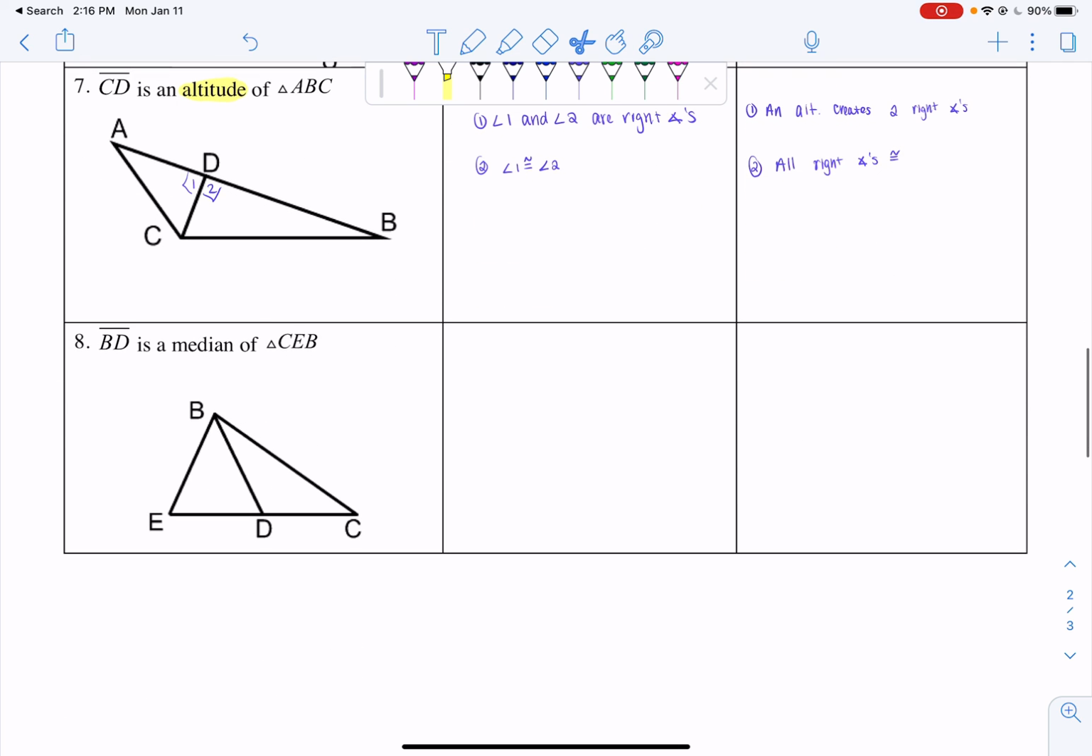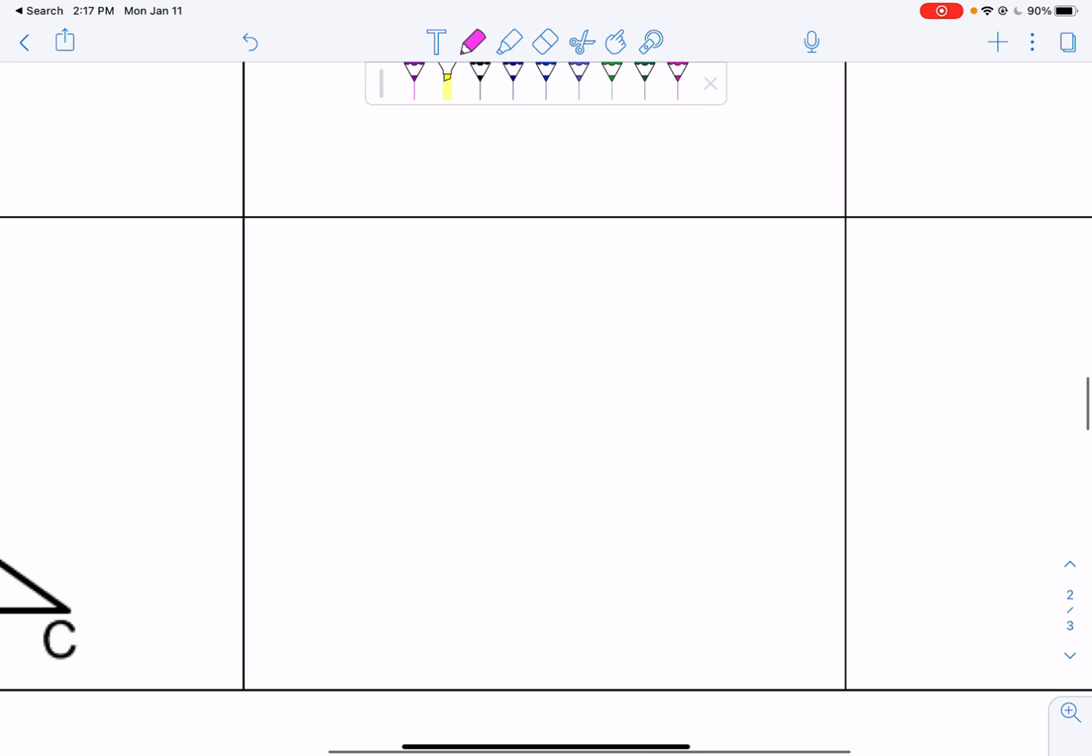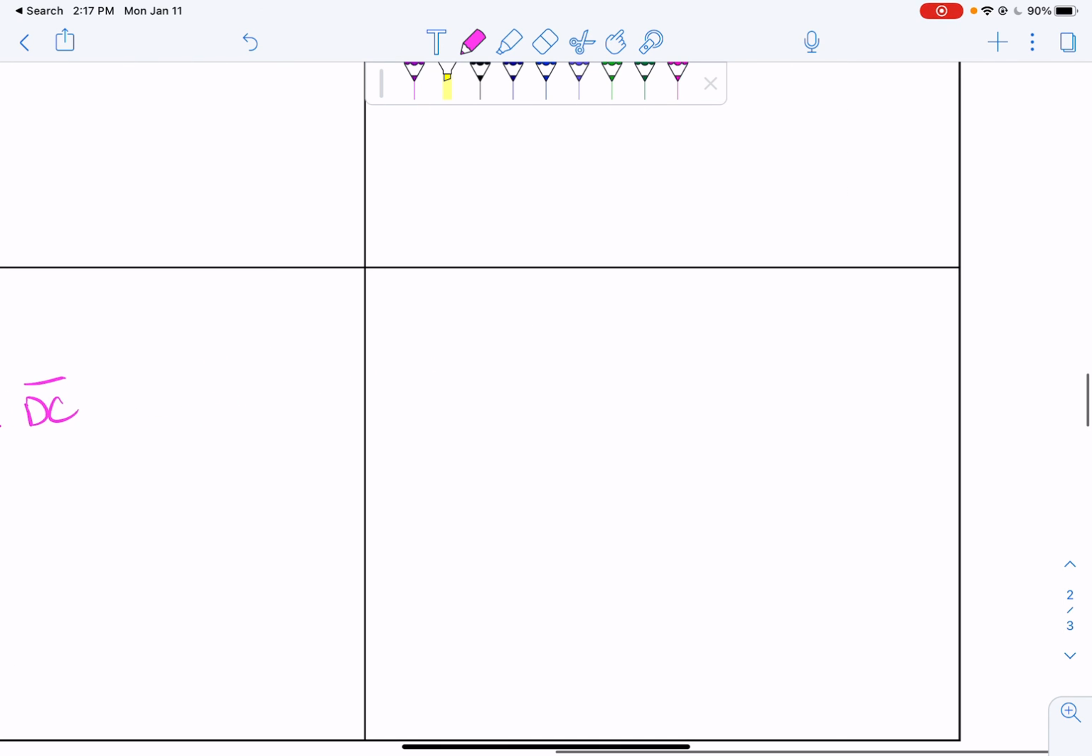Now, last but not least, we have a median. I know that a median creates 2 congruent segments. It's sort of like a midpoint, but a little different. It creates a midpoint. And it's a median of triangle CEB. So BD is the median of triangle CEB, so it's breaking up ED and DC. So I can say ED congruent to DC, and the reasoning, a median creates 2 congruent segments.